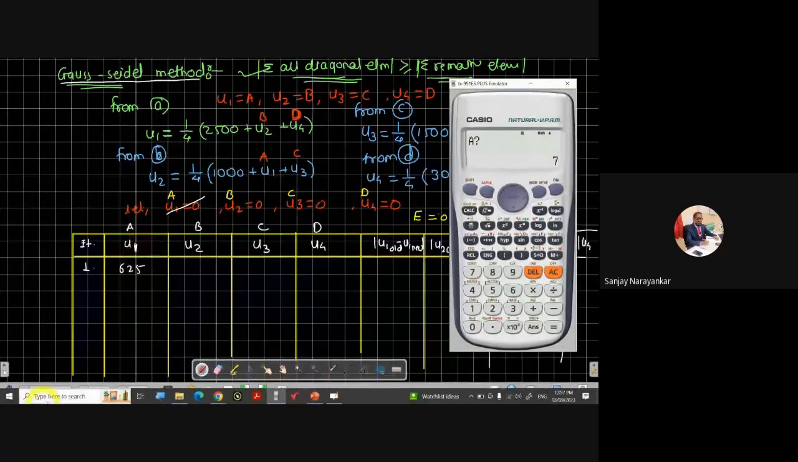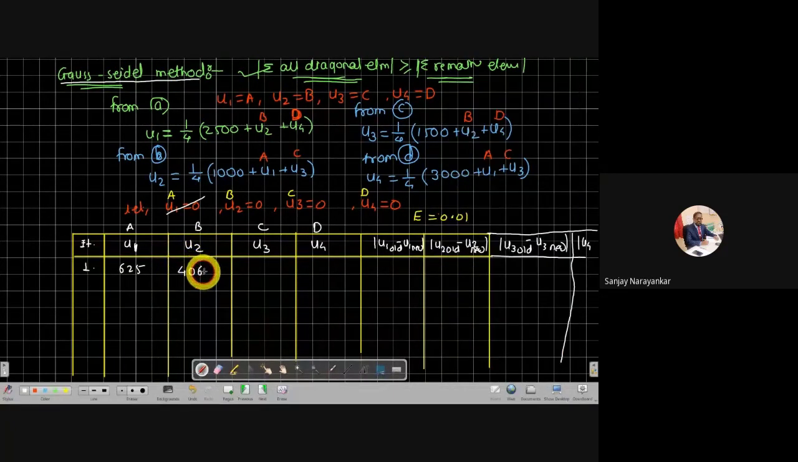Right? 625 and next C. The value of C, that is U3, is 0. So what are you getting? 406.25. Once I get the new value, I have to strike the old one.